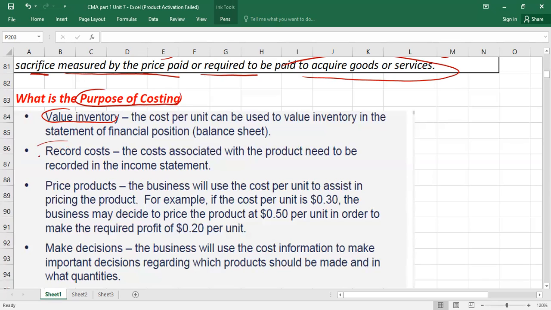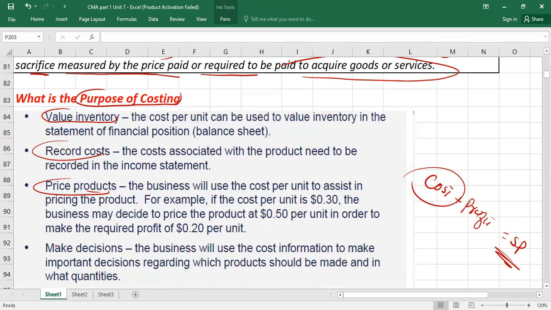The second purpose is what? Record cost. Right or wrong? We also need to know what cost should be reflected in the income statement or in the statement which you are producing. What cost you have to reflect. It means to maintain records, you also need cost information. Right? Third is what? Pricing product. Obviously, whenever you set the price of the product, first you need to know the cost of the product, then you add what? Profit to that. This is the selling price, right? It means to get the selling price, we also need to know the cost of the product. This is what is called pricing product.